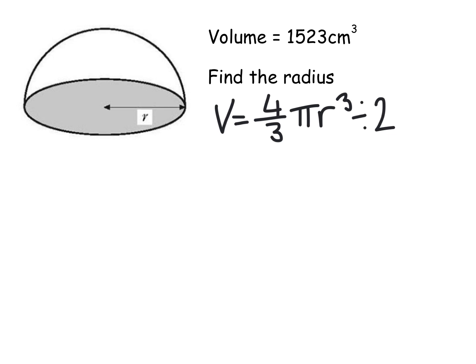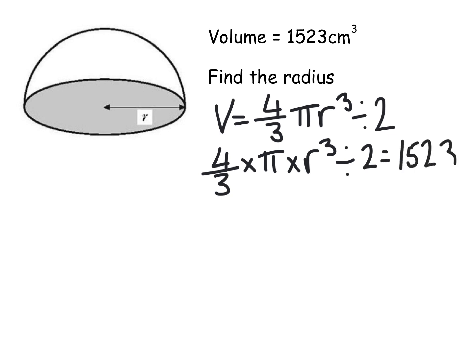So we're going to plug in what we know. There's nothing to know in this one. We don't know the radius. So I'm just going to rewrite this out and put in the volume. So I've got 4/3 times pi times r cubed divided by 2, and we know this gives us 1523. So for nothing else, that would get you a first mark.